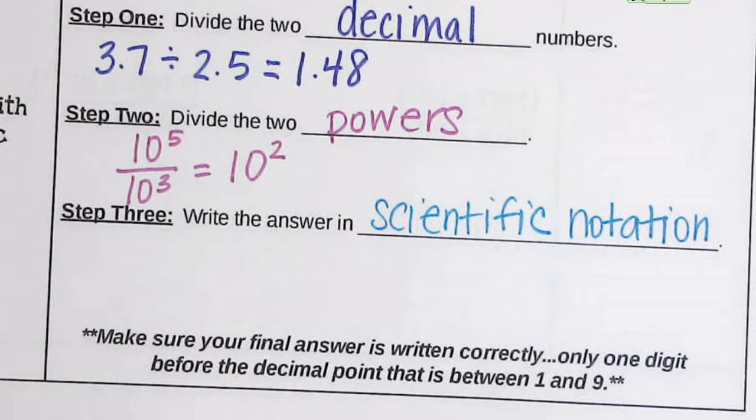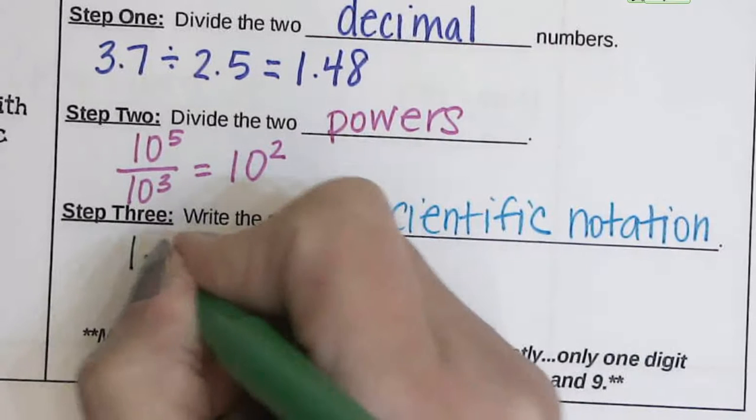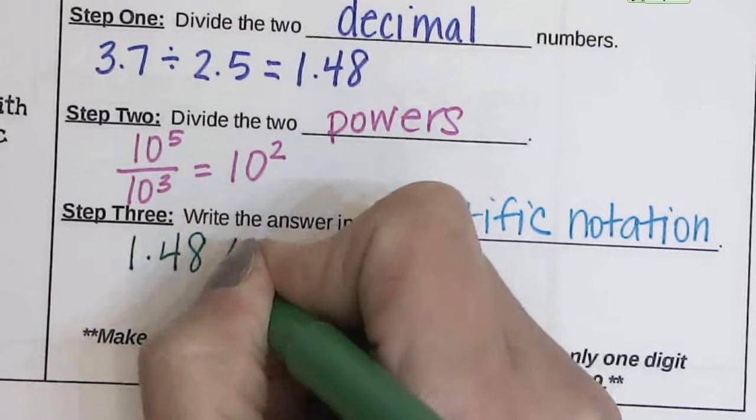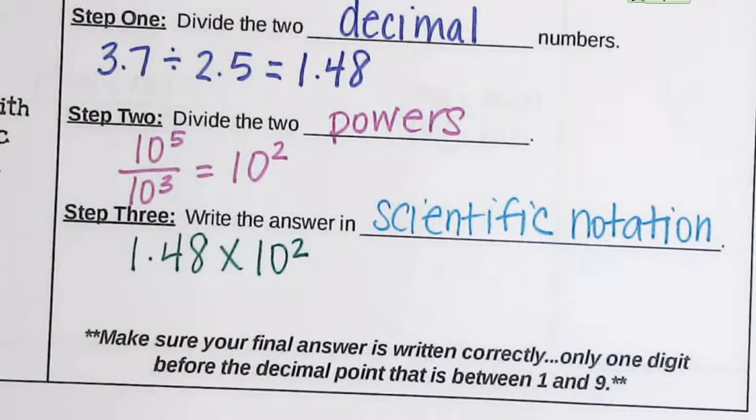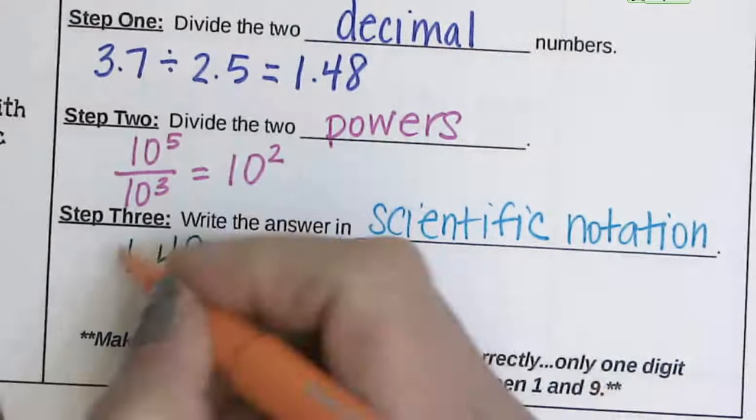So if you remember with what we did yesterday, I always have to look at that number that's right before my decimal and check to make sure that it only has one digit. And that digit has to be between the numbers of 1 and 9. I see that I've got the number 1, so I know that it has one digit. It's between 1 and 9, so I know I am done.